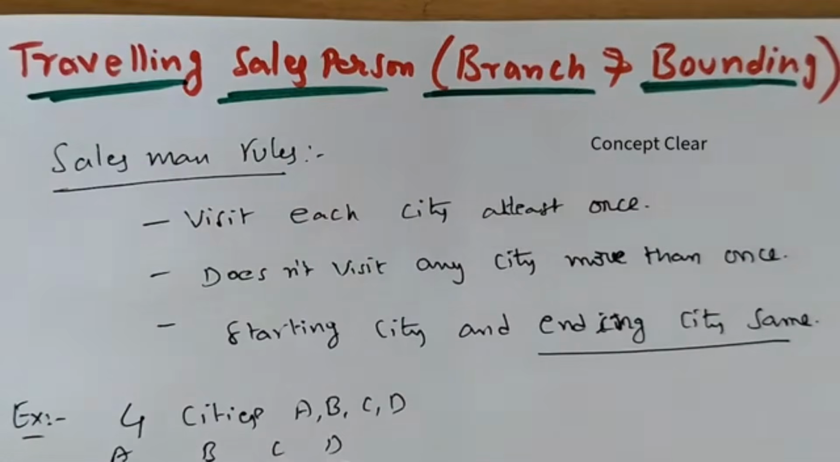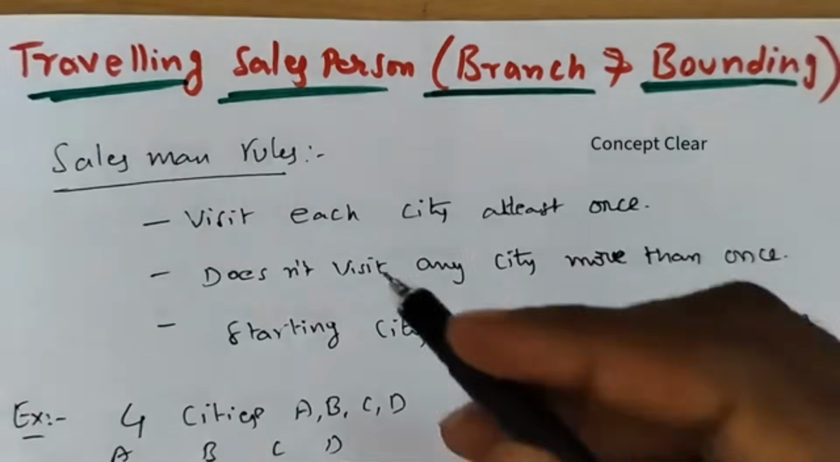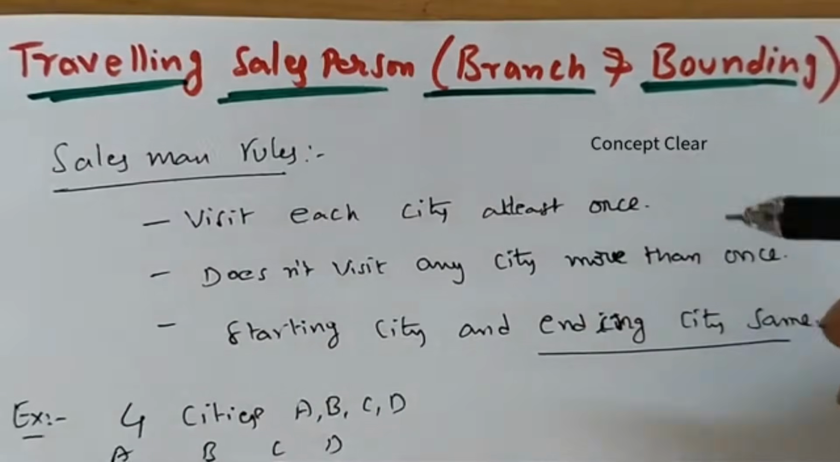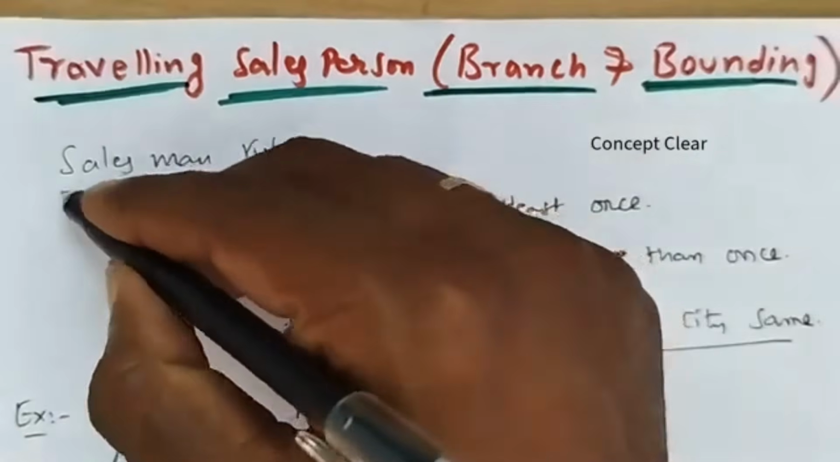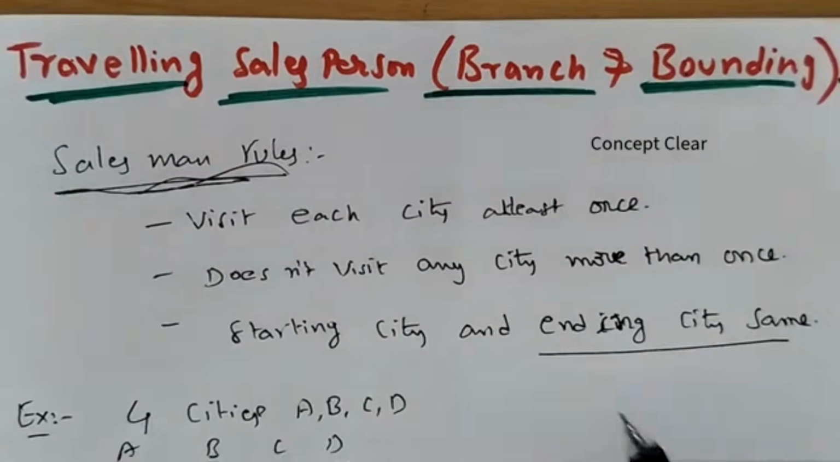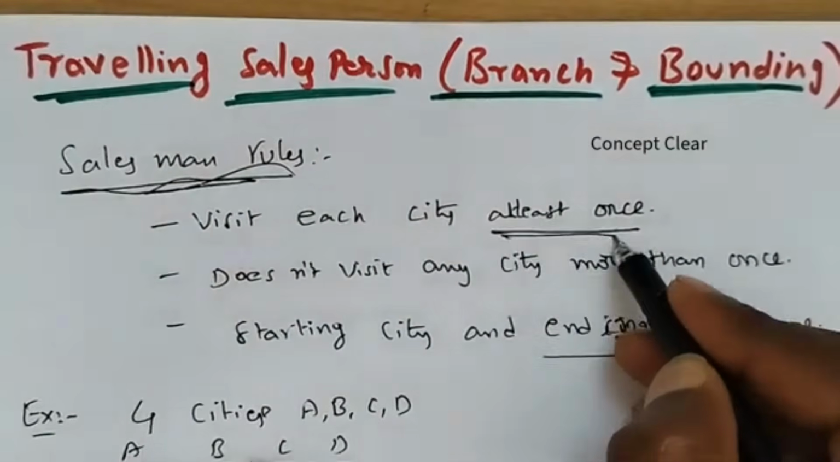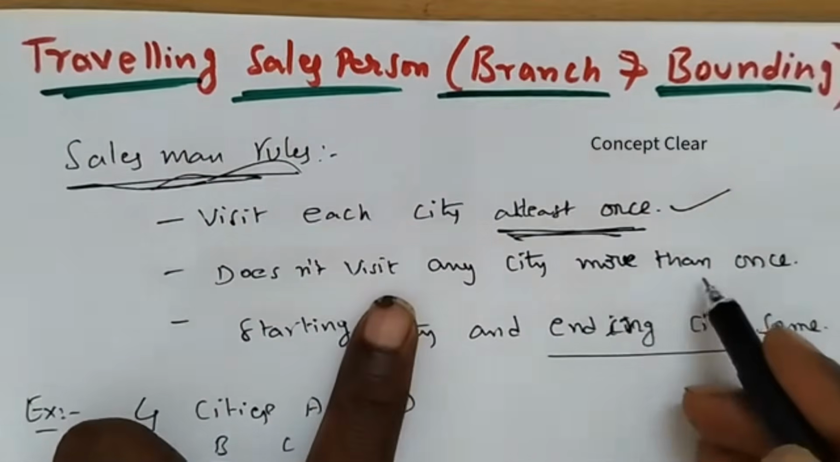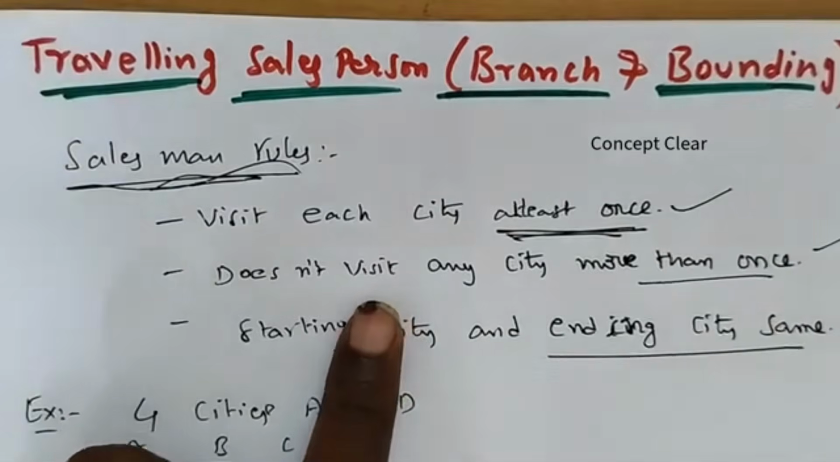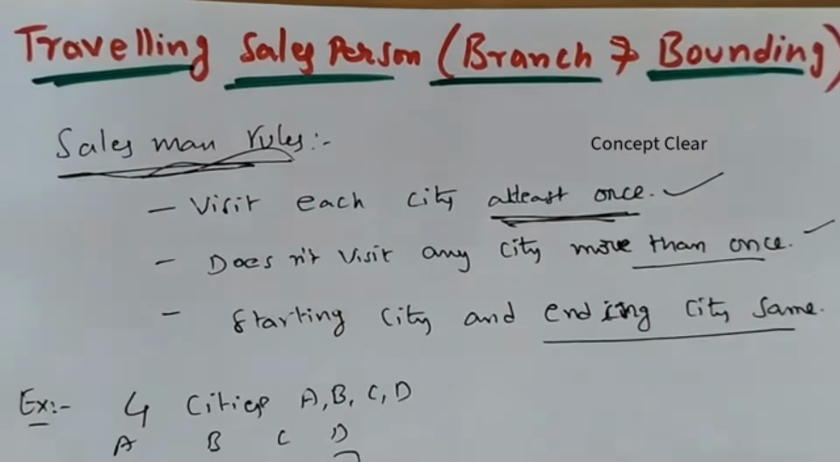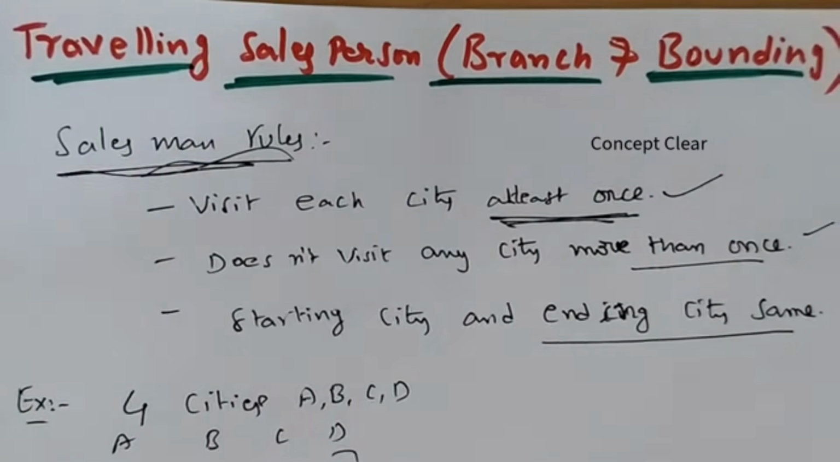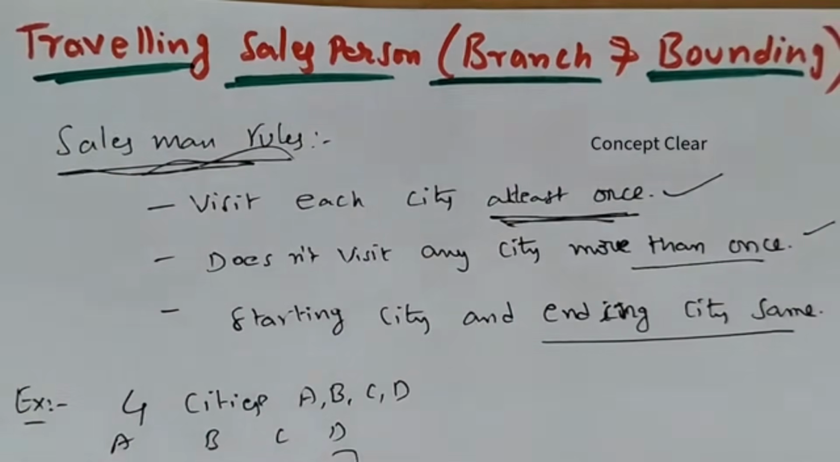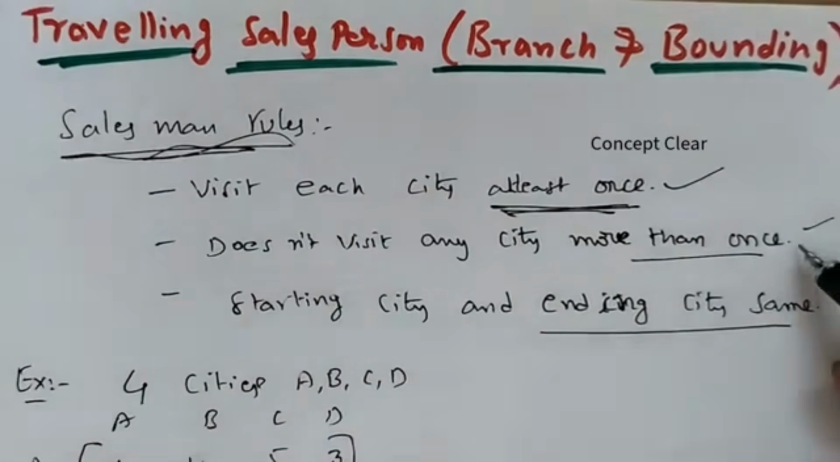A traveling salesperson is a problem where we take a set of cities. The salesperson has to visit each and every city at least one time, and does not visit any city more than once. He has to visit for business purposes only one time. When you go to a city on business, you have to complete the entire task in the first attempt only. If you visit again and again, the cost will increase. So he does not visit any city more than once.